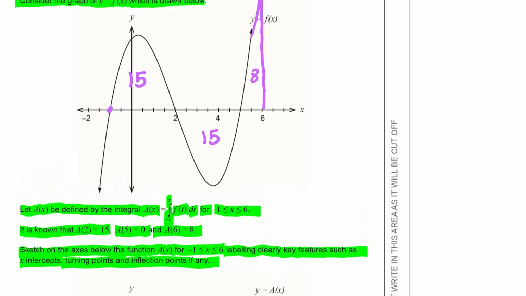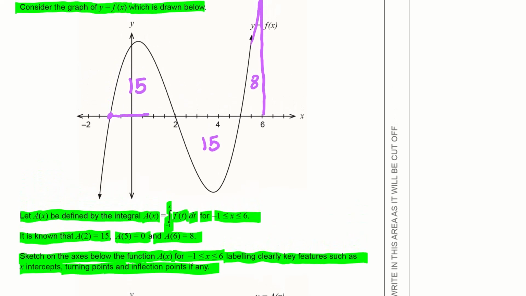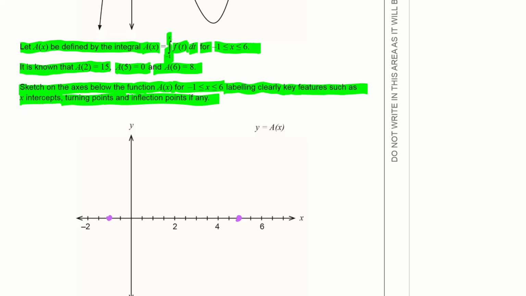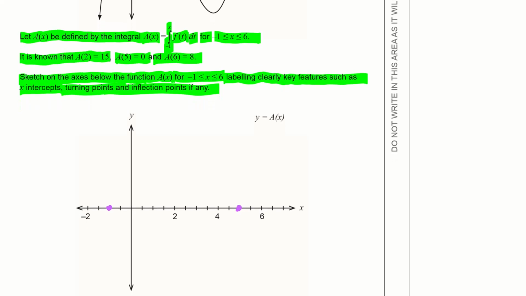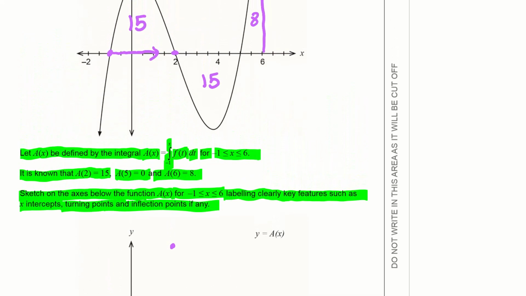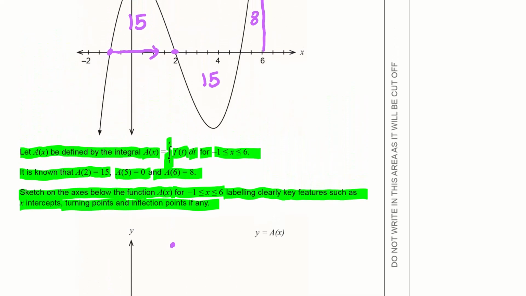Now, all the time we're going across here, we would be gaining area. So the maximum area must happen when we get to 2. Now, we also know that that's 15.